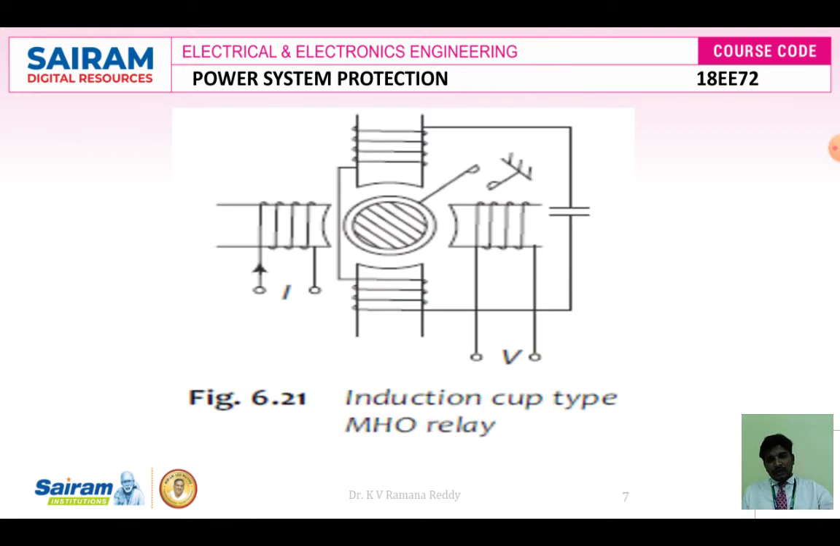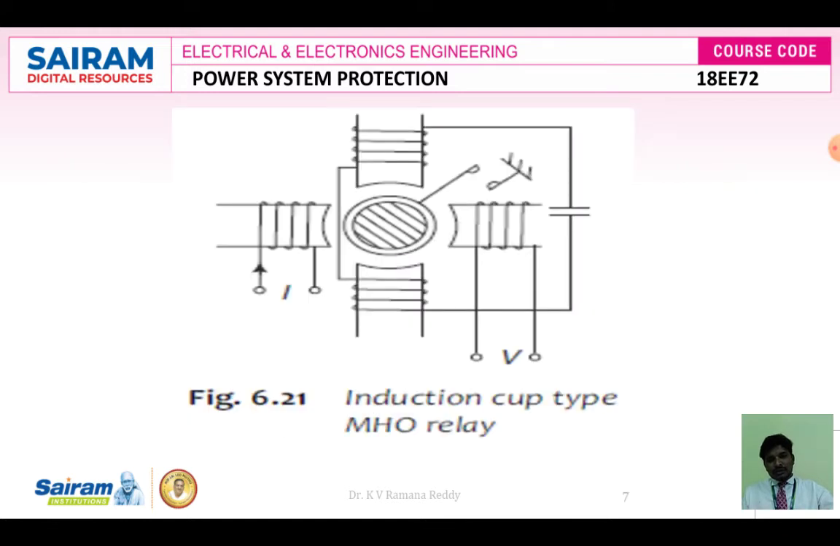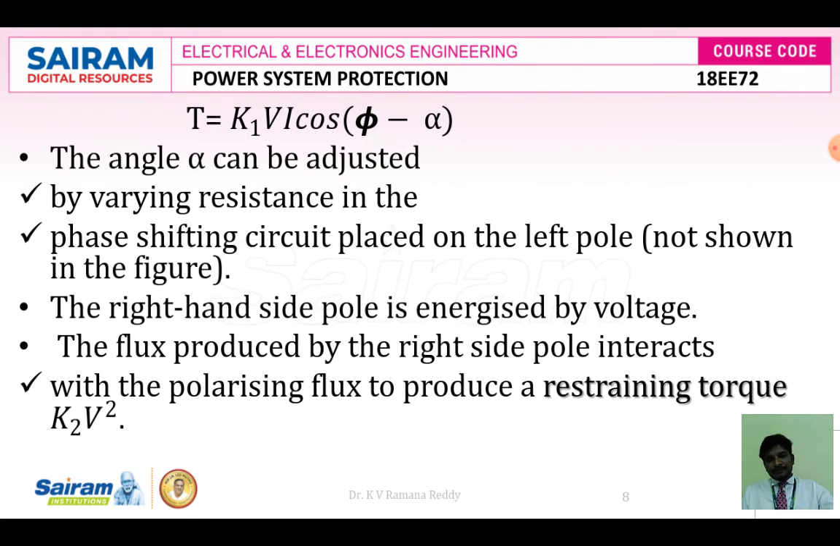And there are two types of torques. One is the operating torque, which is called the positive torque, expressed as T = K1 Vi cos(φ − α), and one more torque, which is expressed as T = K2 V². So here T = K1 Vi cos(φ − α) is nothing but the operating torque, called the positive torque, where the angle α can be adjusted by varying resistance in the phase shifting circuit, which is not shown in this figure but is used to adjust the phase angle.